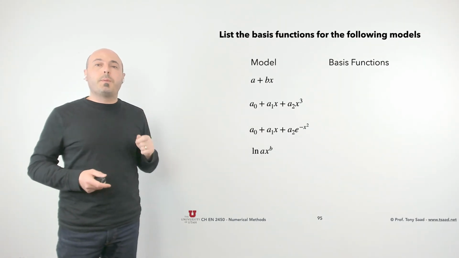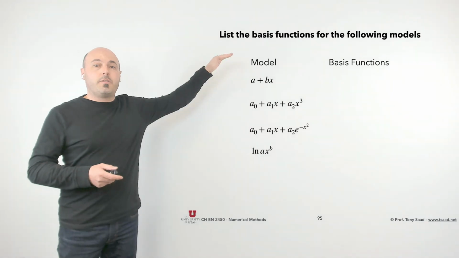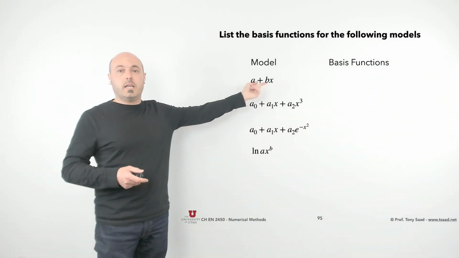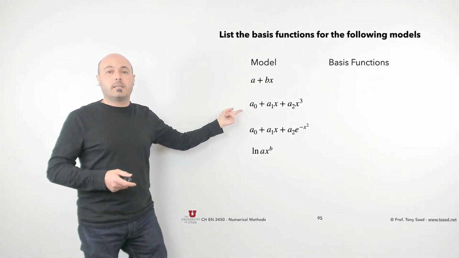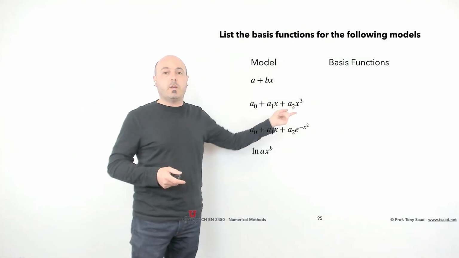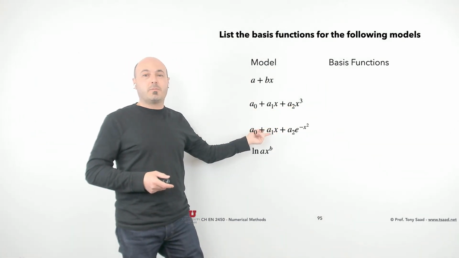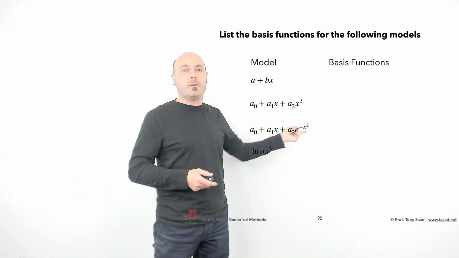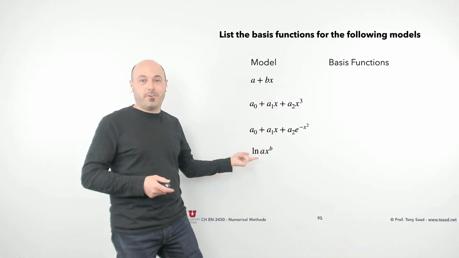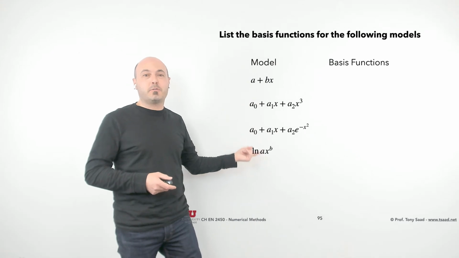I want you to list the basis functions for these models. The first model is a plus bx. The second model is a naught plus a1x plus a2x cubed. The third model is a naught plus a1x plus a2 e to the minus x squared. And the last model is log a x to the power b.